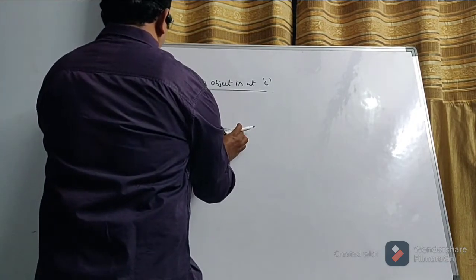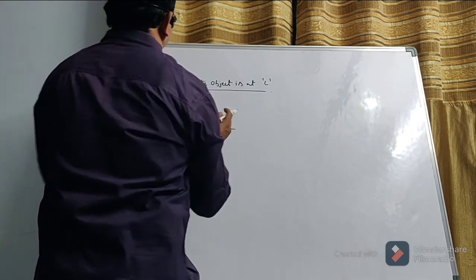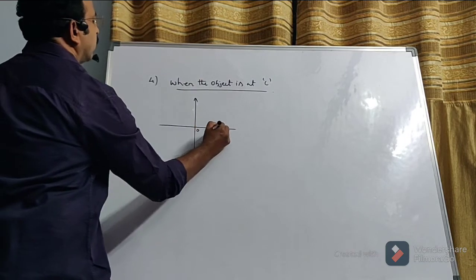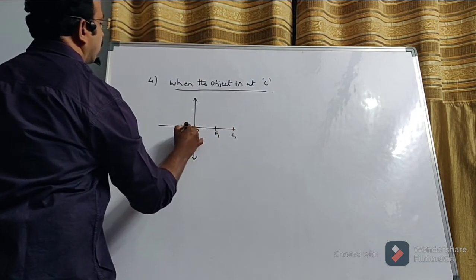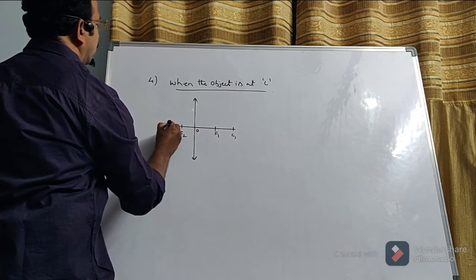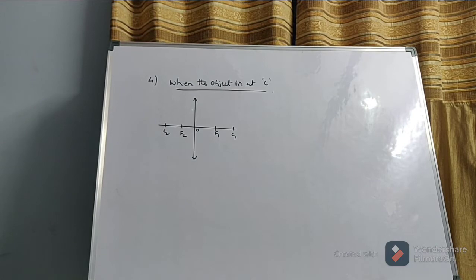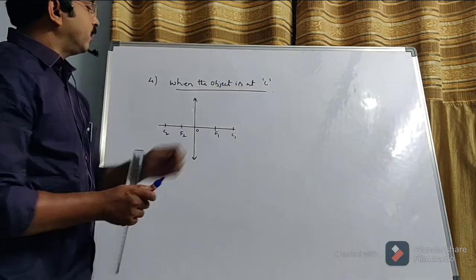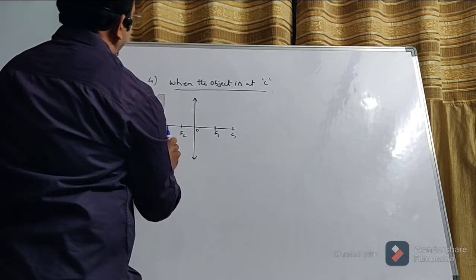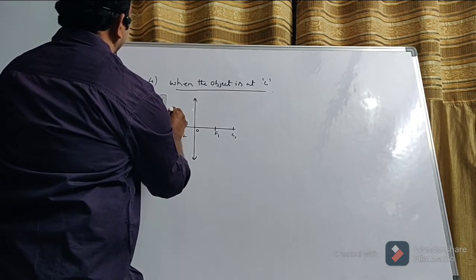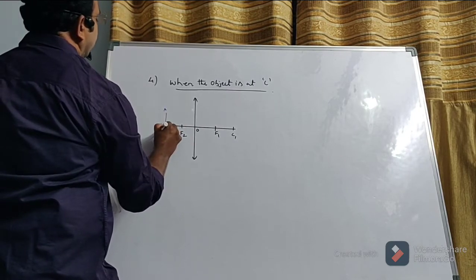So as usual, we have to draw the ray diagram for this one also. So we know this is the optic center, and here F1 and C1 and F2 and C2. Now we will keep the object at C, meaning I am keeping the object at this point C. So I kept the object at this point AB.